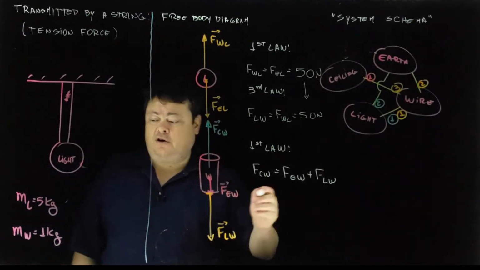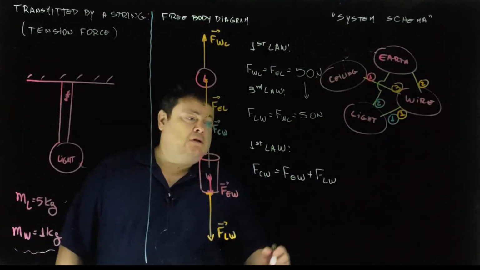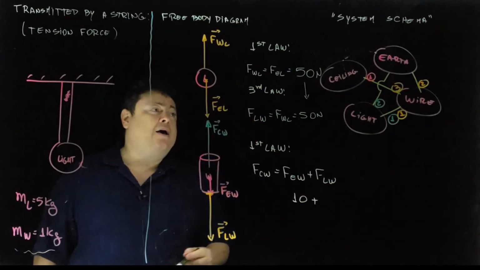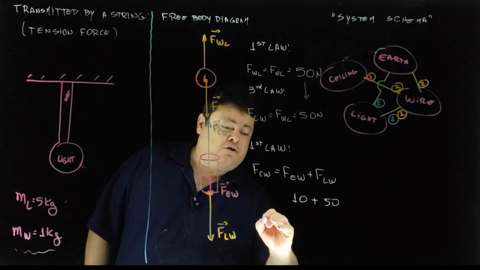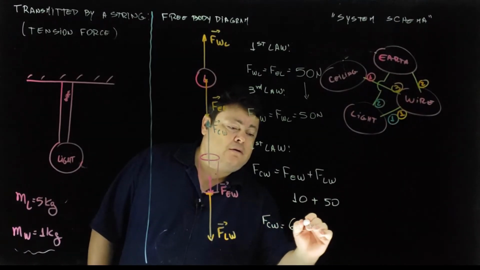Considering the force of the earth on the wire, I'm assuming the wire would have a mass of 1 kilogram, so this one force is 10. The force of the lamp on the wire, we saw, is 50 newtons. So the force of the ceiling on the wire would then be 60 newtons.